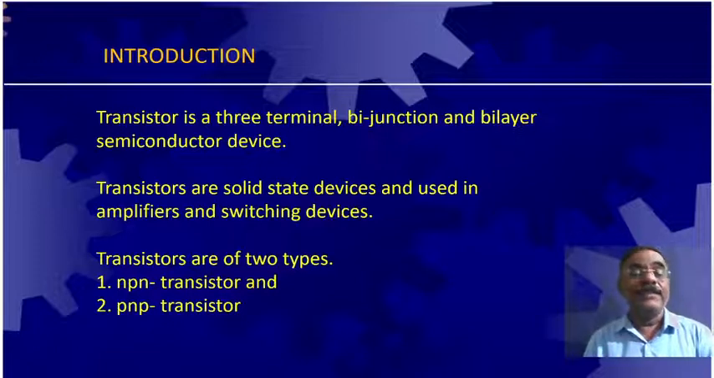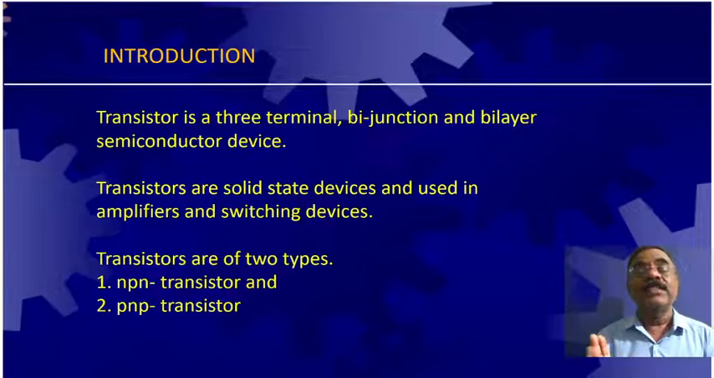What is a transistor? Transistor is a three-terminal, bijunction and bilayer semiconductor. So what are the three terminals? Base, emitter and collector. These are the three terminals. And what are the bijunctions? NP and PN, or PN and NP. Two junctions are there, hence it is called a bijunction. And why is it called a bilayer semiconductor? Because it is made up of two layers, that is P-type and N-type semiconductor.